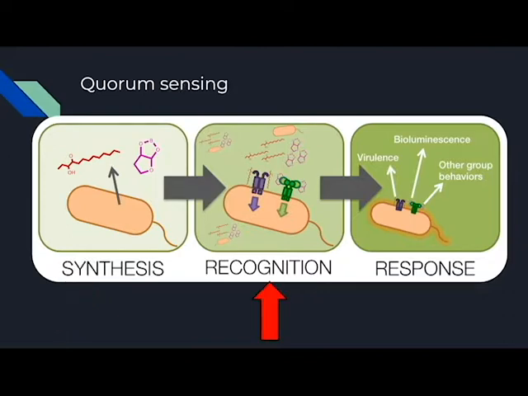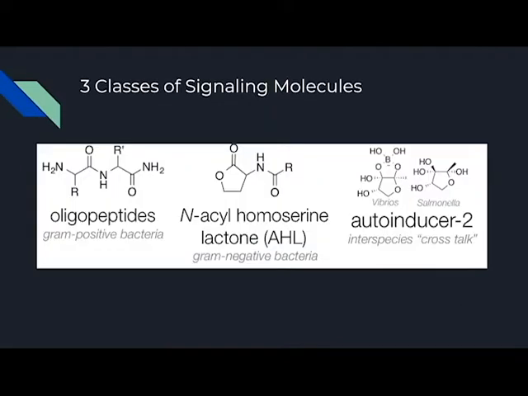As the bacteria population grows, the concentration of these signaling molecules in the immediate vicinity increases, and once the specific concentration threshold is reached, the bacterial colony can respond in a synchronized way, such as releasing toxins or attacking nearby cells. There are three main classes of signaling molecules bacteria use for quorum sensing: oligopeptides, N-acyl homoserine lactone, or AHLs, and autoinducer 2, or AI2s.